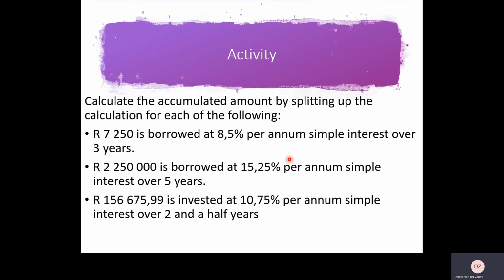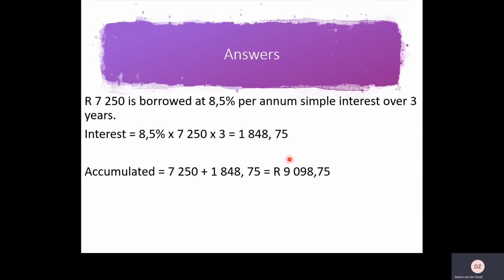So I have 7,250 Rand, which is borrowed at 8.5% per annum, simple interest over 3 years. 7,250 Rand is my principal amount, 8.5% simple interest is my interest rate, and my time period is 3 years. Like I said, we're splitting it up. The first thing I'm doing is my interest is 8.5% of my principal. How many years am I doing it for? I'm doing it for 3 years. That gives me a total interest of 1,848 Rand and 75 cents.